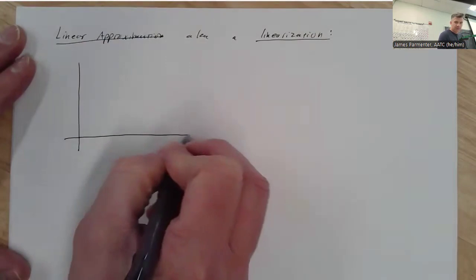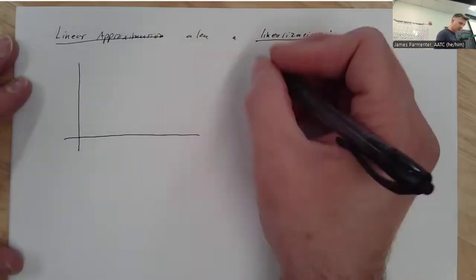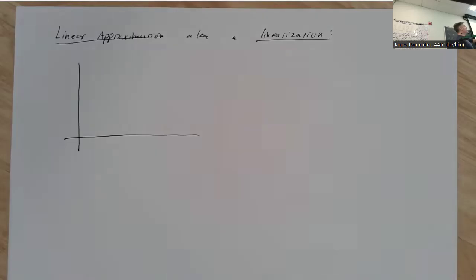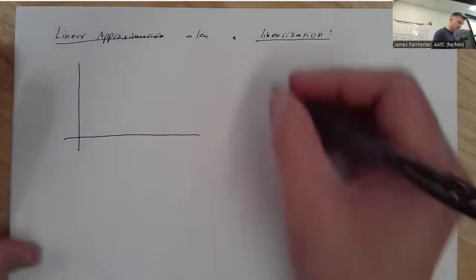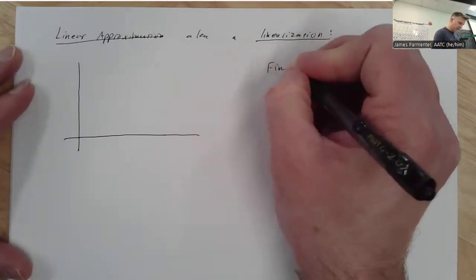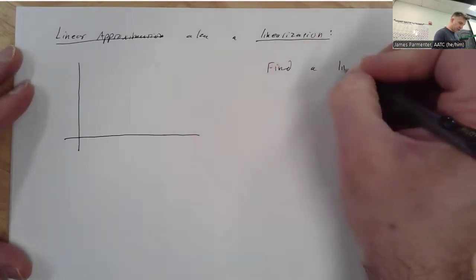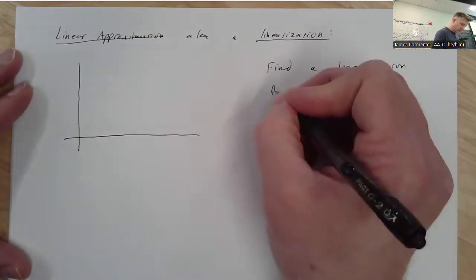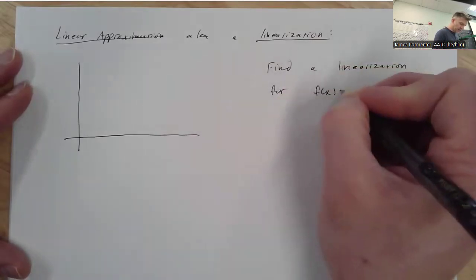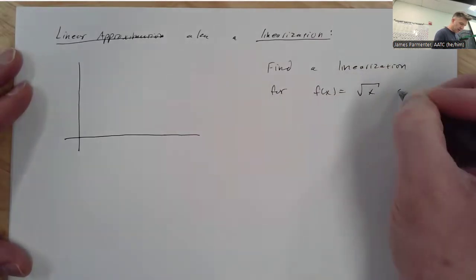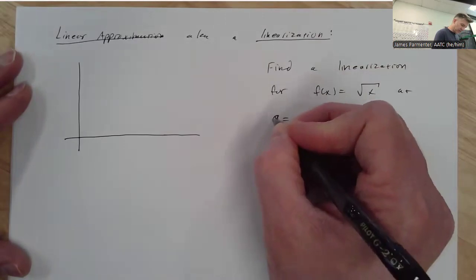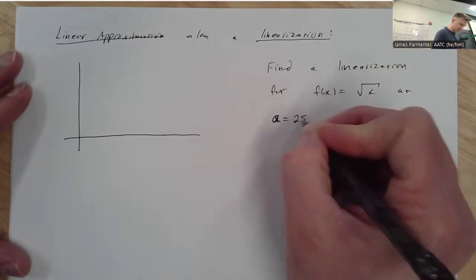Here is an example. I'm going to draw this out a little bit. Usually I would just say, do the thing, but here's the process. First, we're going to find a linearization for f of x equal to the square root of x at x equal to, a equal to 25.